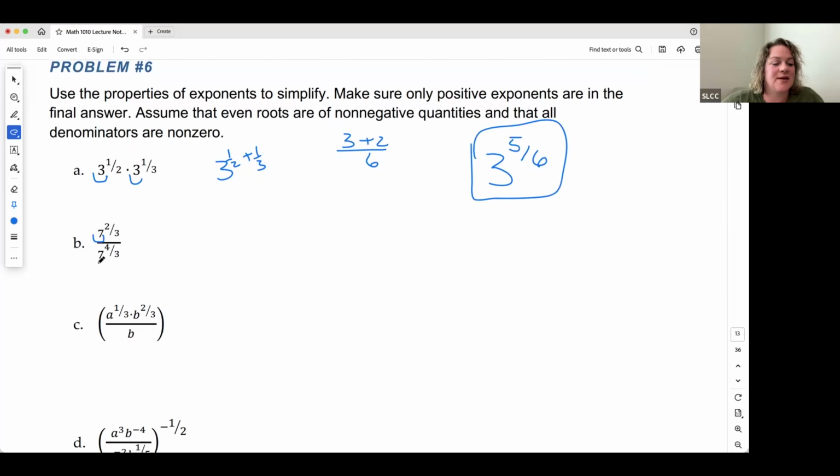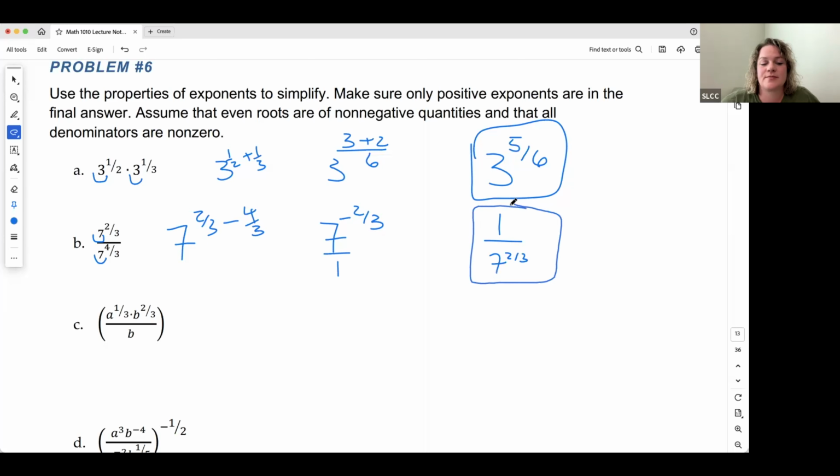I notice it's the same base of 7. I see it twice. What happens when I divide? I subtract the exponents, so 7 to the 2/3 minus 4/3. I'm happy now because the denominators are the same. They're both 3, so I just say 2 minus 4. So this would be 7 to the negative 2/3. The math nerds don't like negative exponents, so I remember to take the reciprocal and just put 1 on top. So 1 over 7 to the 2/3. Let's look at C.